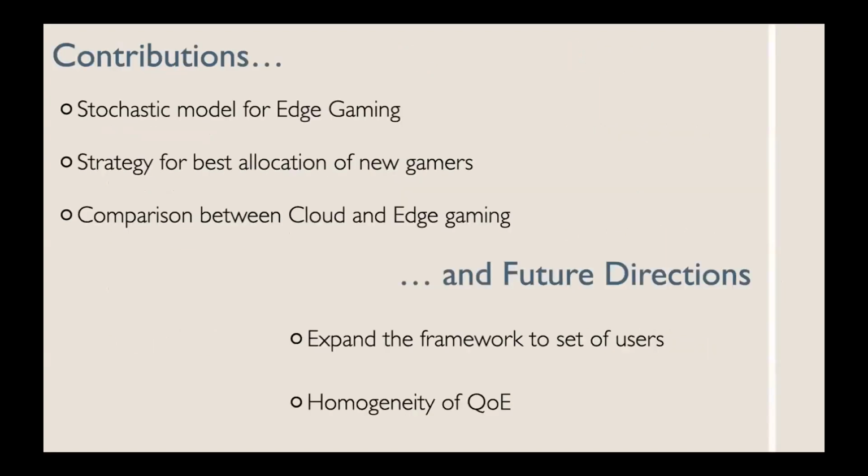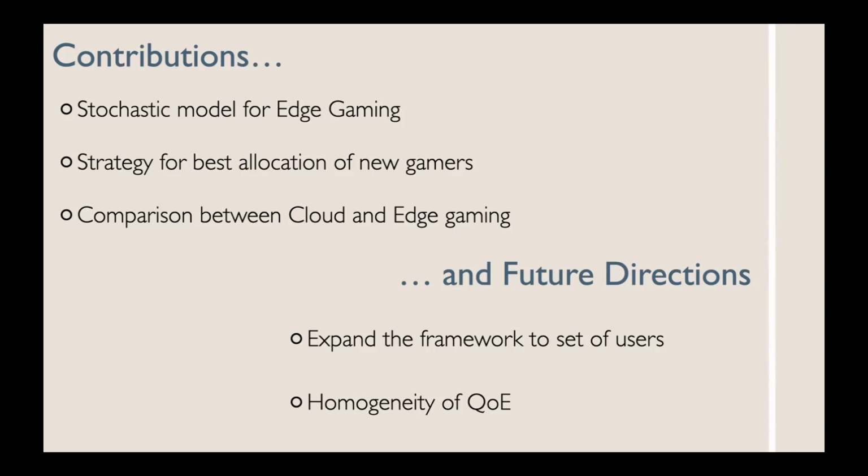What we were able to do was to create a stochastic model for edge gaming and to compute what we call success probability for the communication between two users, which means that the commands of one user and the other are going to meet a time deadline requirement, because of course we also have that when we are playing all together. And thanks to this definition of success probability, we were able to give a strategy for the best allocation in edge facilities for new connecting gamers. And then we also gave a comparison of this success probability both in the cloud and edge environment.